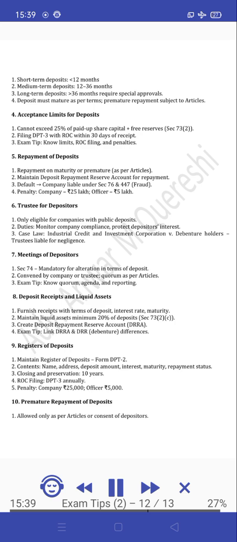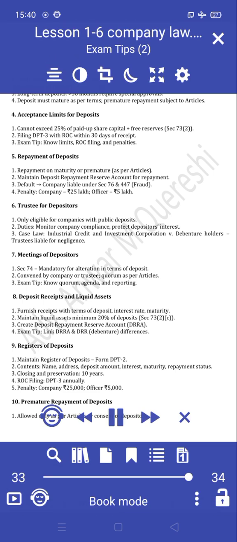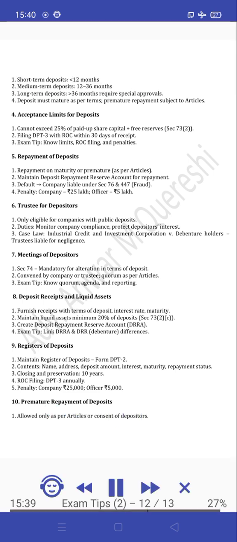8. Deposit receipts and liquid assets. 1. Furnish receipts with terms of deposit, interest rate, maturity. 2. Maintain liquid assets minimum 20% of deposits Sec 73(2)(c). 3. Create deposit repayment reserve account DRRA. 4. Exam tip. Link DRRA and DRR debenture differences.